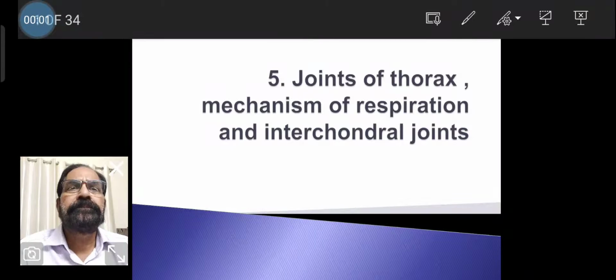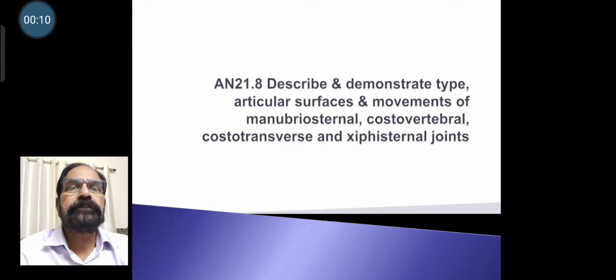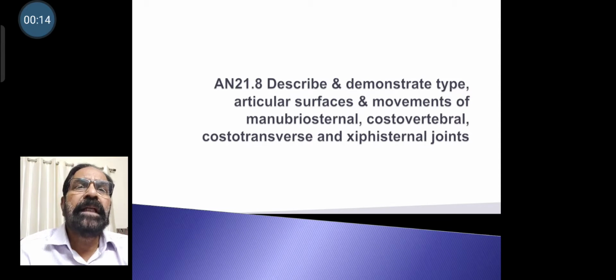Thorax, mechanism of respiration, and interchondral joints. So in this we discuss the competencies, that is articular surfaces, movements of manubriosternal, costovertebral, costotransverse and xiphisternal joints.